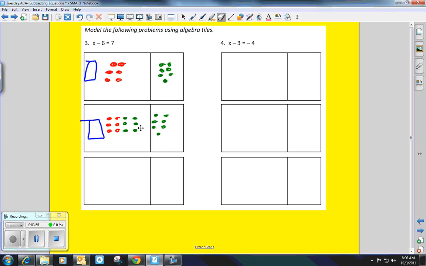Now I've added 6 positives to the left side of my equation. I have to do the same thing to the other side. So I'm going to put my 6 over here. Okay? Now, after crossing out 0 pairs, all I'm left with on the left is 1x. That's all that's left. These all made 0 together. On the right, I can't cancel anything out here. So I'm going to have to count up everything that I have and model it down here. So this is going to be 7 plus 6, that's 13 positive counters.